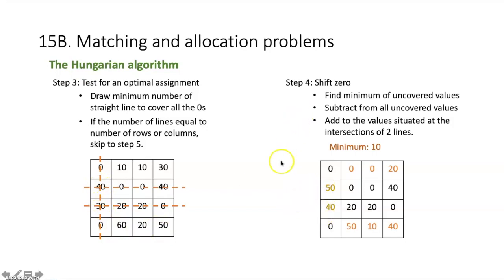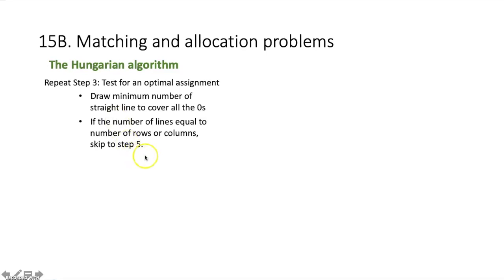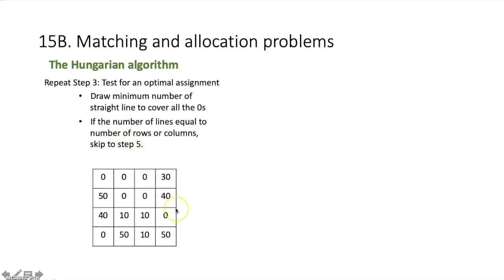Once we complete step 4, we need to repeat step 3 again. We need to draw the minimum number of lines to cover all zeros, and see whether we have 4 lines for this matrix. Here we can draw a horizontal line to cover these 3 zeros, and a second horizontal line to cover these 2 zeros. Because these 2 zeros are not in the same column or same row, we have to draw 2 lines to cover them. So now we have 4 lines for a 4x4 matrix.